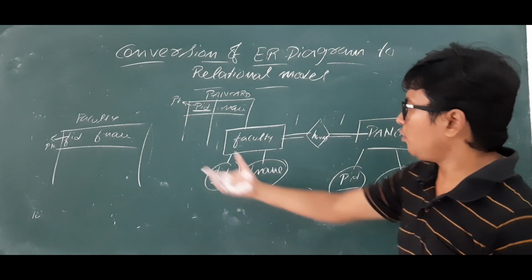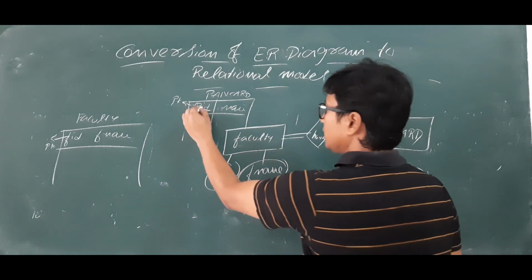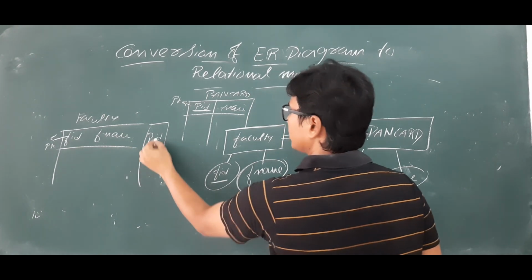Now I want to have a relationship called having. So what is the way? I can take the primary key of the PAN card and make it a foreign key here.